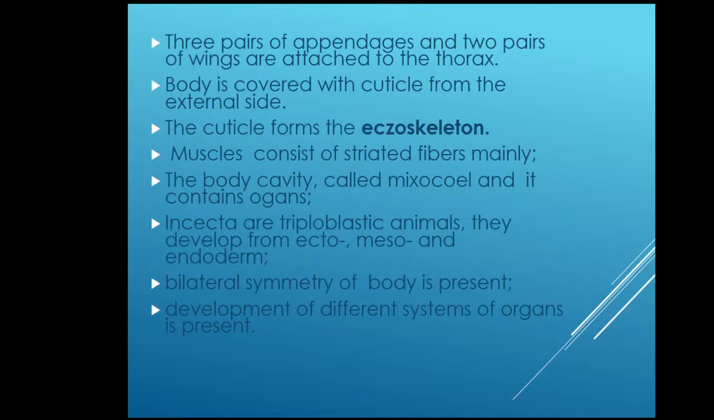Insecta are triploblastic animals, so they develop from ectoderm, mesoderm, and endoderm. Bilateral symmetry of the body is characteristic for Insecta. The Insecta have well-developed organs and systems.